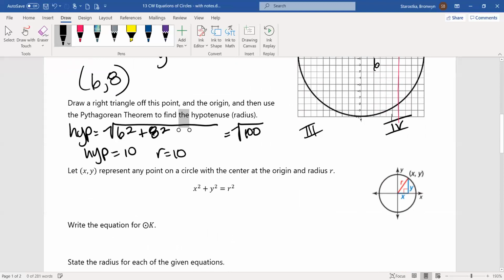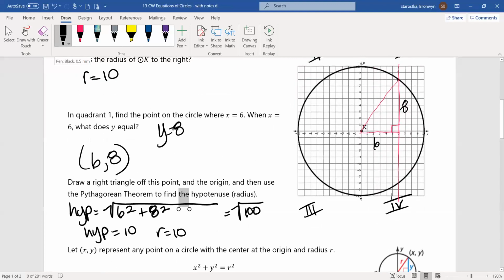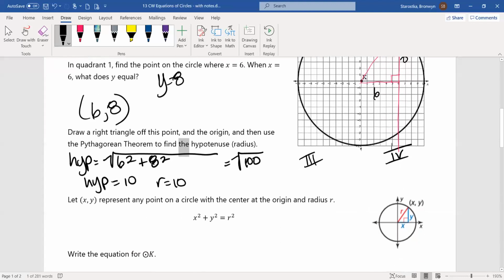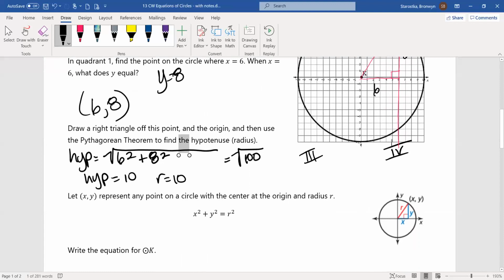And here we are. We started the year with the Pythagorean theorem. And if you take that radius and spin it all the way around, you can make right triangle after right triangle after right triangle. Let (x, y) represent any point on a circle with the center of the circle at the origin with radius r. The equation for a circle centered at the origin has x coordinates, y coordinates, and your radius.